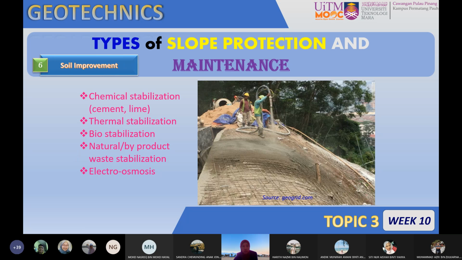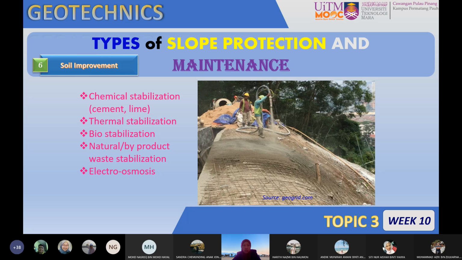The next one is soil improvement. For example, using cement or lime as chemical stabilization, and then you can use thermal stabilization. You also can have biostabilization. The last one is natural and electro-osmosis. Electro-osmosis is, I think, uncommonly seen for soil stabilization or soil improvement. Commonly it is done by using chemical stabilization, and nowadays they are using natural ways as stabilization.